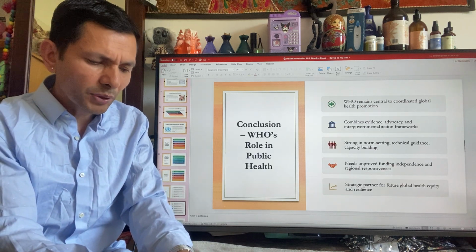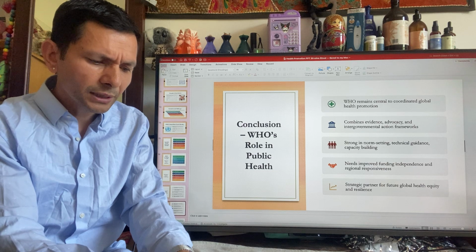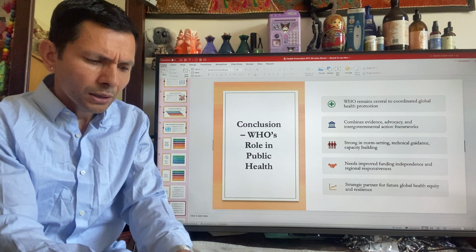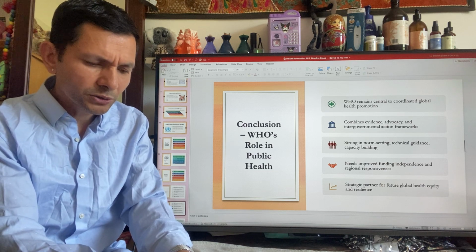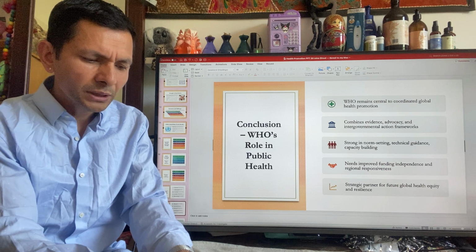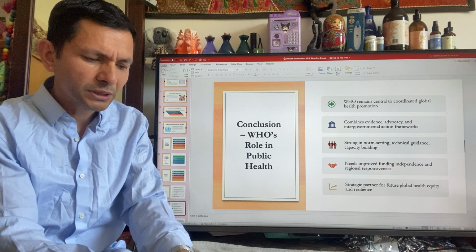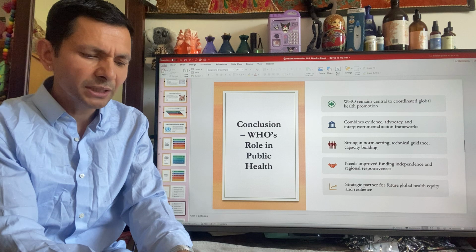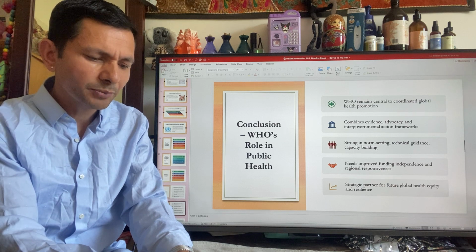WHO's role in the public. In summary, the World Health Organization continues to play a central role in global health promotion. It leverages scientific evidence, diplomatic influence, and multi-level partnerships to create an impactful framework.